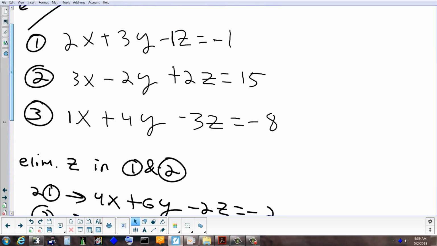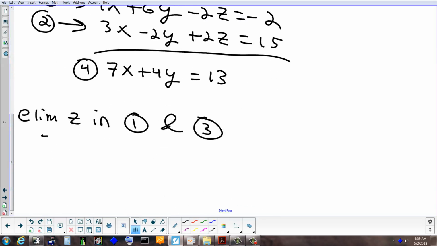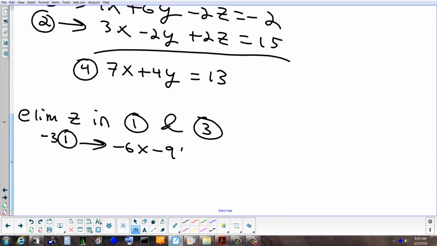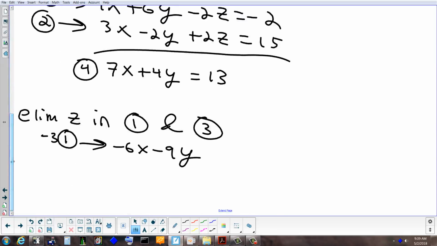3. I like the idea of multiplying the first equation, but we got to be a little careful with the number we use. Would it be a -3? Because it's a -1, right? Because it's a negative, if we multiply by -3, we're going to get +3, -3, okay, cancels. So we're going to do -3 times the first equation. All right, so -6x minus 9y plus 3z equals 3.